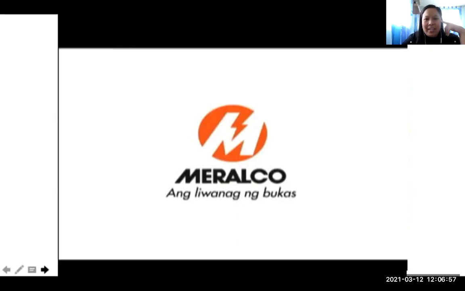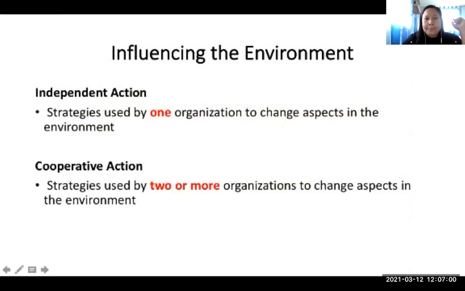Okay? So, there. Okay, influencing the environment. Independent action strategies used by one organization to change aspects in the environment, and the cooperative action strategies used by two or more organizations to change the aspects in the environment. This one is cooperative or collaborative. This one is being just done by one organization. For example, you are a group of companies under the same industry, producing beverage, for instance. So, di ba yung instant coffee nga natin? Suppose that Nestle, what else, San Miguel merged into crafting solutions on how they can reduce the, for example, the waste in the organizations by the use of this technology, then it's a kind of a cooperative action.